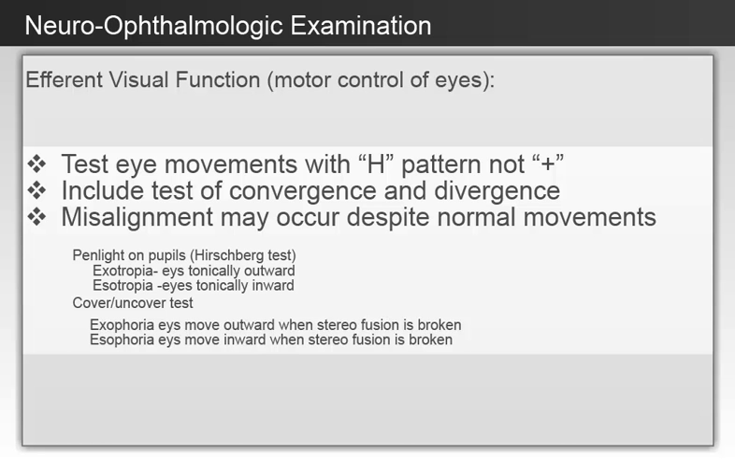And there are also exo- and esophorias, which means that it's not present at all times, and it would only be detectable if you performed a cover-uncover test and note that the eye tends to correct itself, so that the phorias are only present when they're not using both eyes, which is termed when stereofusion is broken.